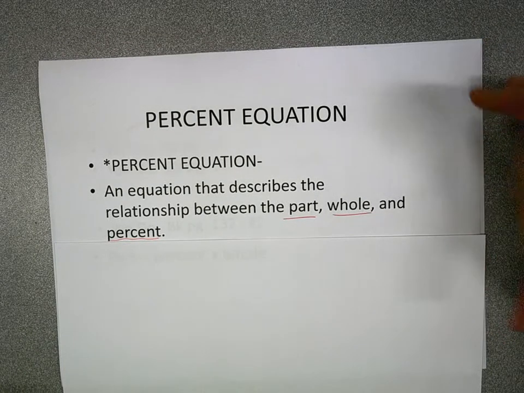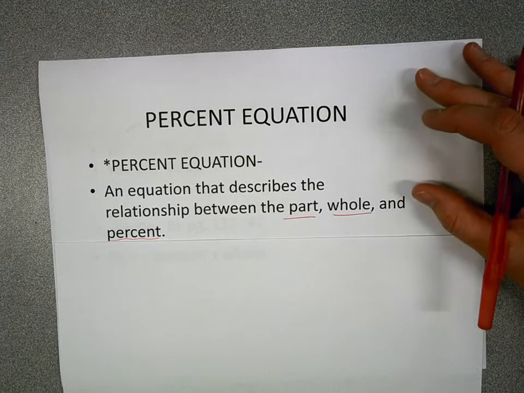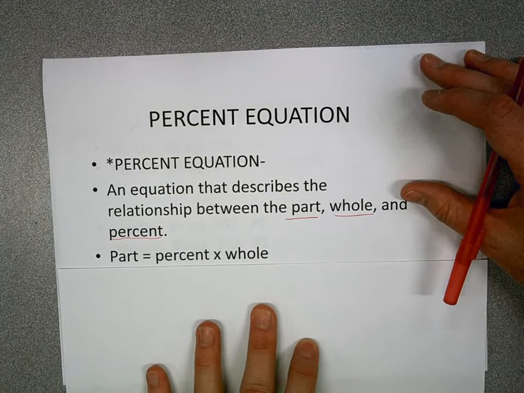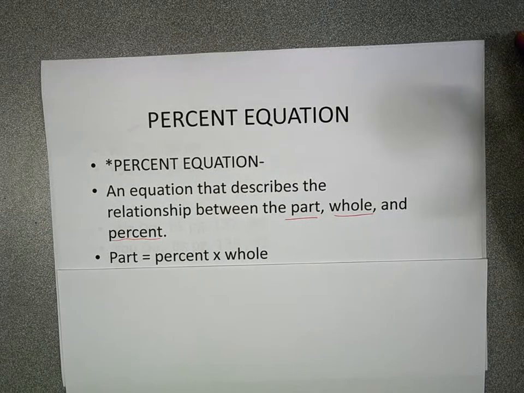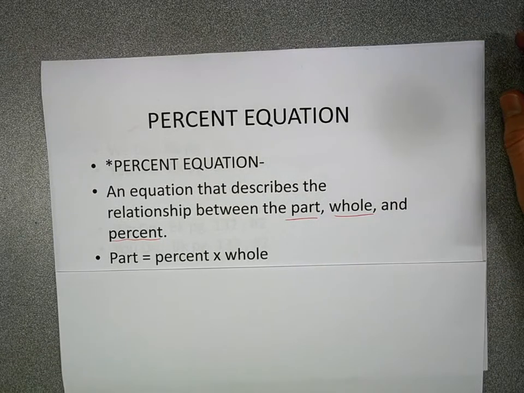Now you don't have to write that down, but here's what I do want you to write down. Go to the bottom of your page. If you want to write down the word percent equation, you can. Here's what I want you to write down. That is the percent equation: the part is equal to the percent times the whole. Part is equal to percent times the whole.